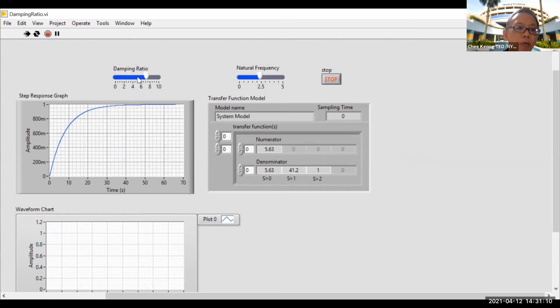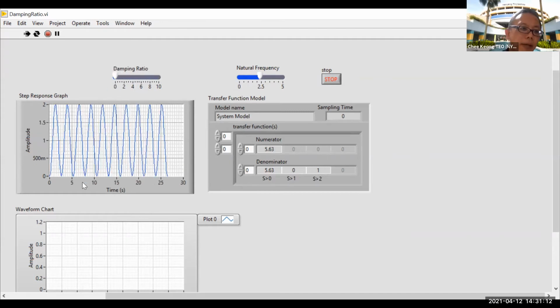Let me begin the whole thing by going into the undamped case. Now for the undamped case, when damping ratio is equal to 0, you realize that the output actually oscillates, right? Of course, if I stop the function, then it will plot the waveform chart over at this bottom here. But now I'm not going to stop it because I just need you to focus on this part here. And you realize that because this is a second order transfer function, this is something like omega n squared over, here, this is omega n squared as well.